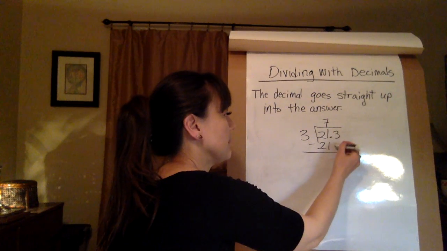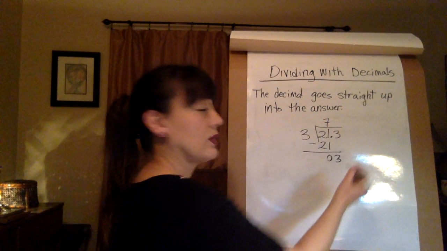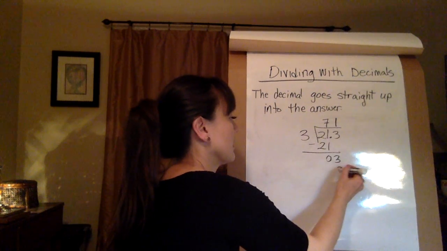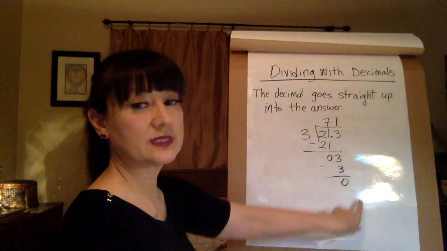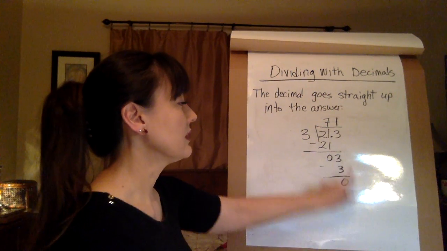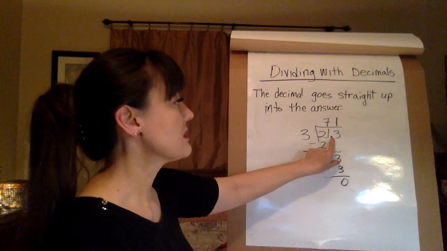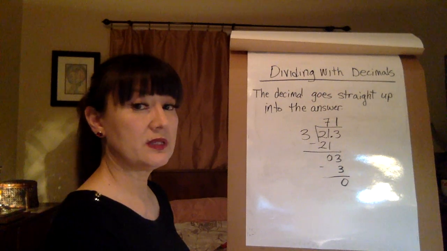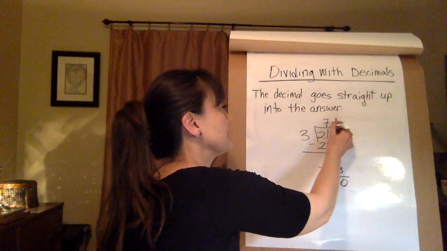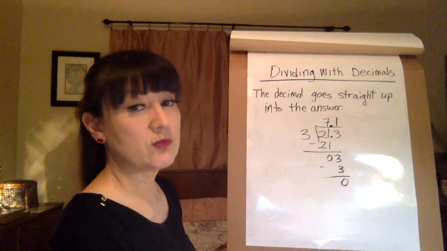And we bring down the 3. And 3 goes into 3 one time. And we do our subtraction, and now we have a remainder of 0 and no more numbers to bring down. So now we do need to address that decimal now at the very end. So when it looks like this, you're just going to pop that decimal up into the answer, and your answer will be 7 1/10, or 7.1.